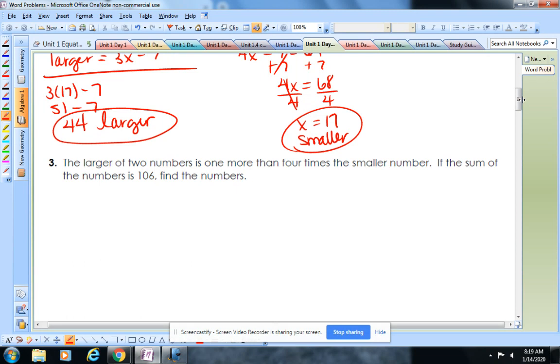The larger is one more than 4 times. 4 times would be 4x. So one more than, and then you add on. So 4x plus 1. Yep, x is small. Good.